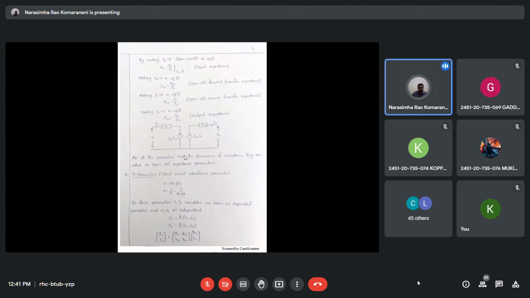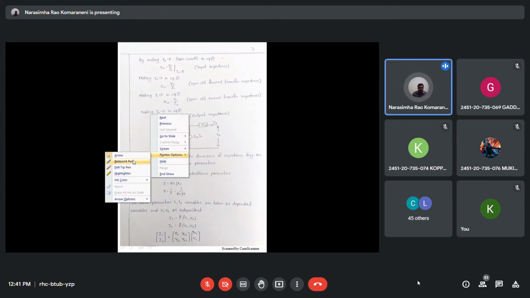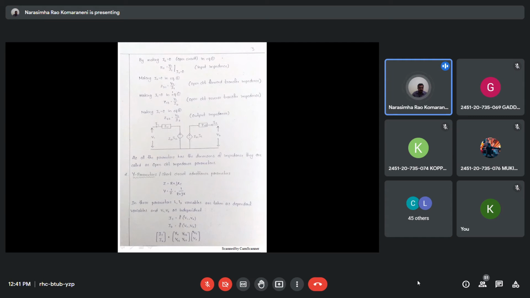Okay, clear? By substituting I2 equal to 0 in equation 2, you will get this Z21 as V2 by I1. So it is called the open circuit forward transfer impedance. Why is it called forward transfer impedance? Here this Z21 is the ratio of the output voltage by input current. So that's why it is called a forward transfer impedance.